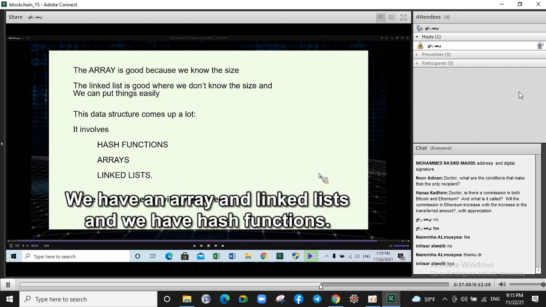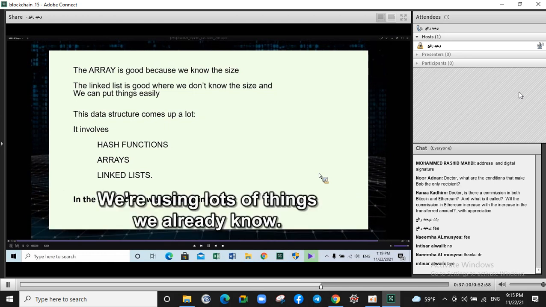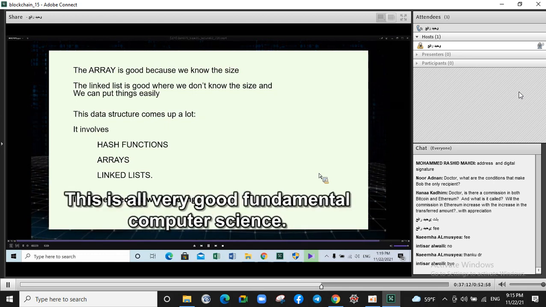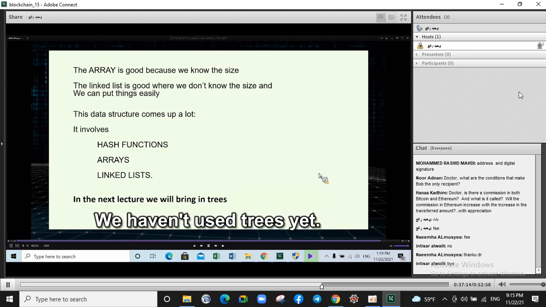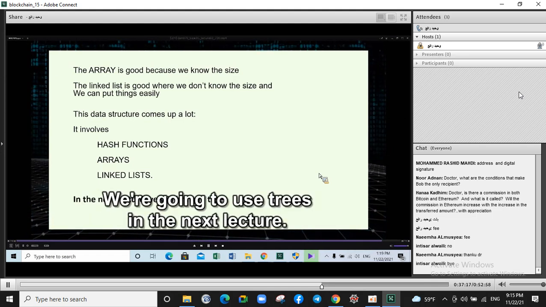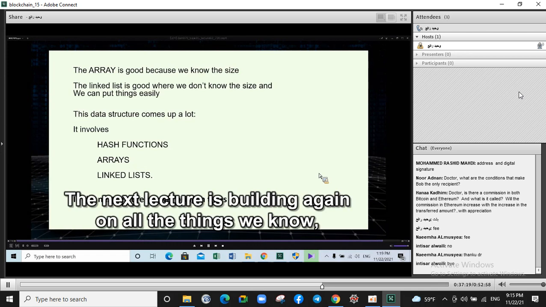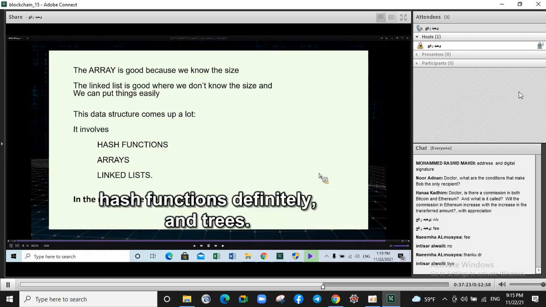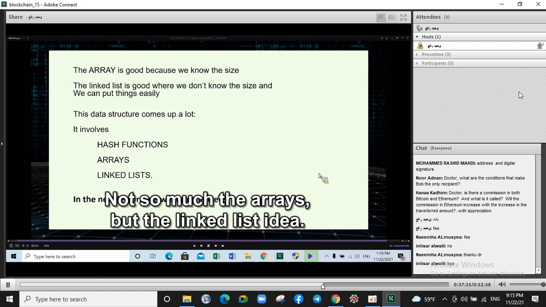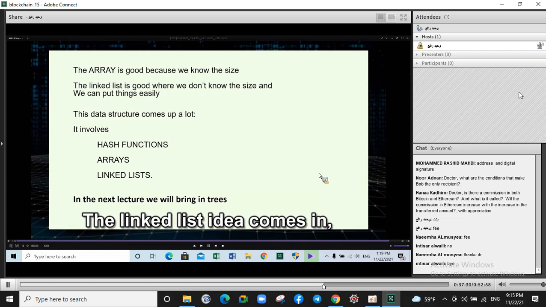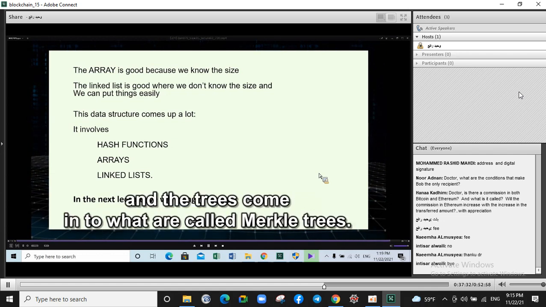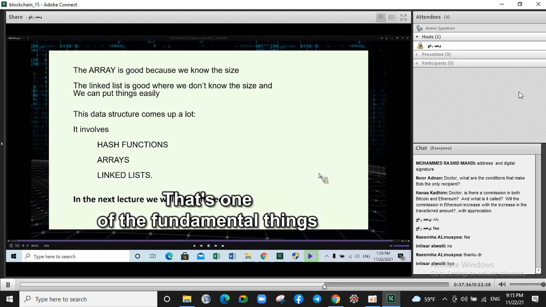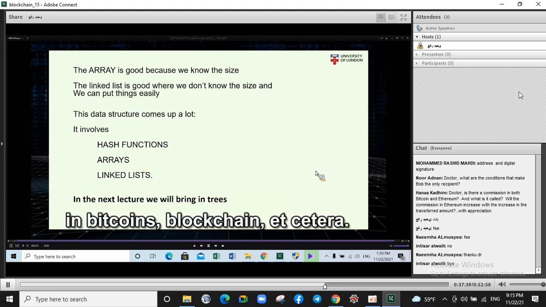Okay, we haven't used trees yet. We're going to use trees in the next lecture, and the next lecture is building again on all the things we know: hash functions definitely, and trees. Not so much the arrays, but the linked list idea. The linked list idea, the hash functions idea, and the trees come in to what we'll call Merkle trees. That's one of the fundamental things in Bitcoin, blockchain, etc. So it's really important we learn that, and that's what we're going to learn in the next lecture. See you there.